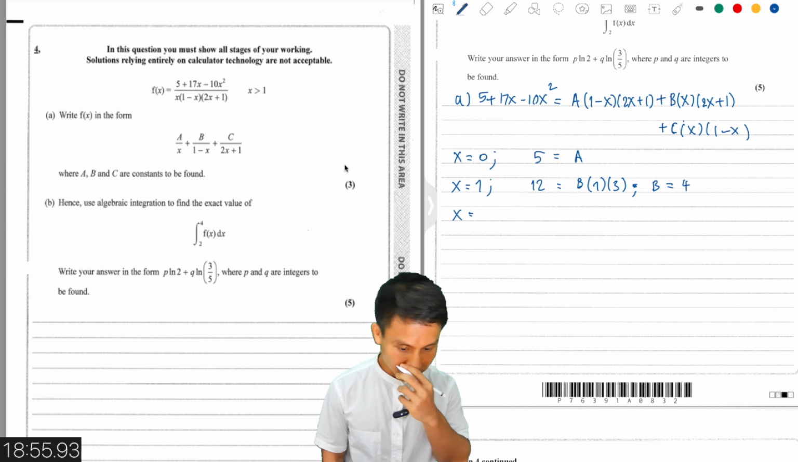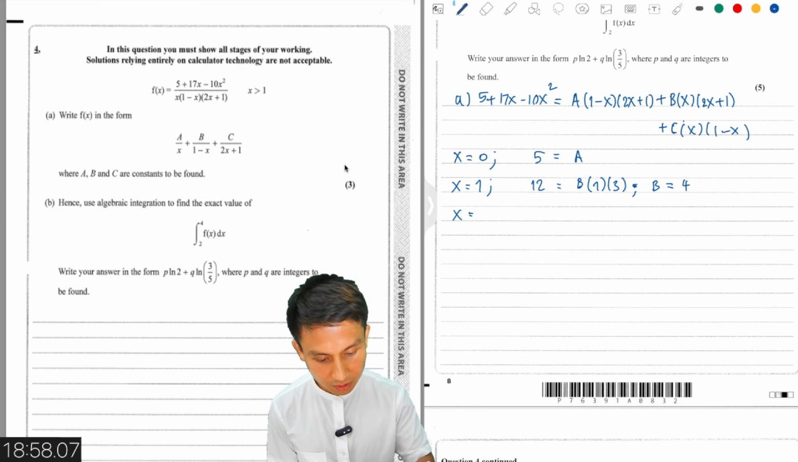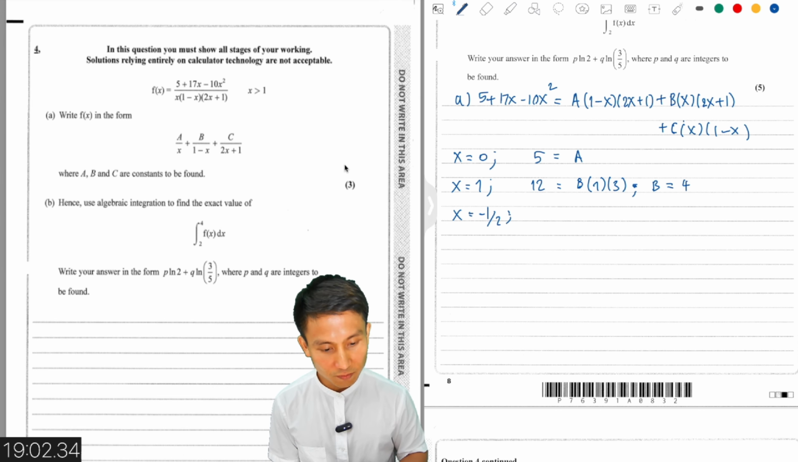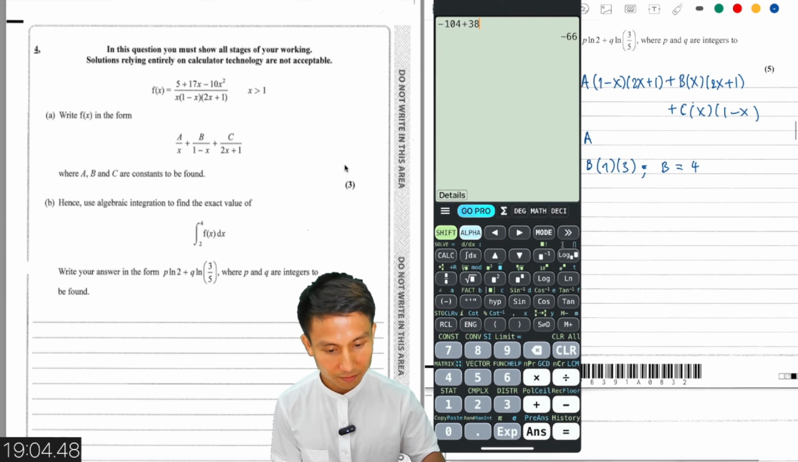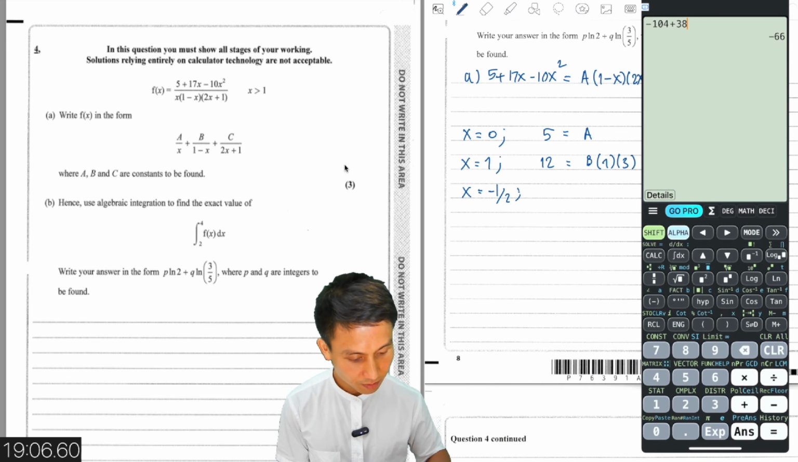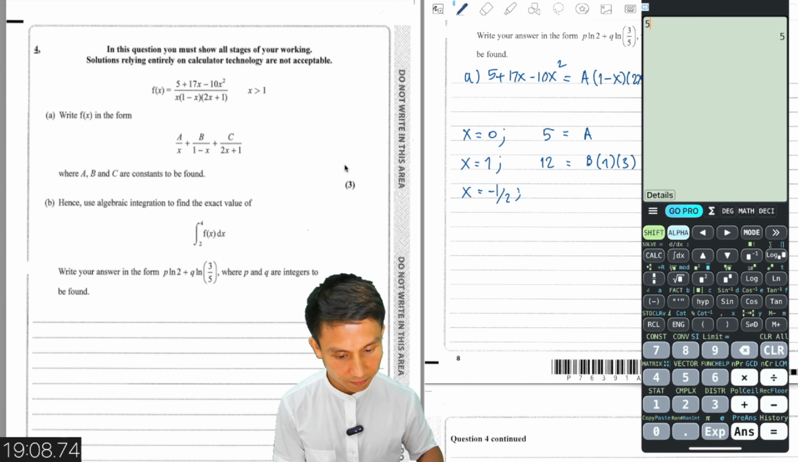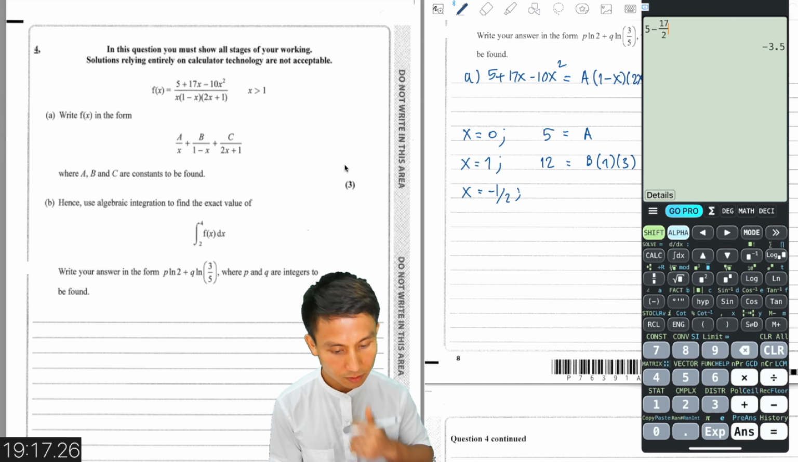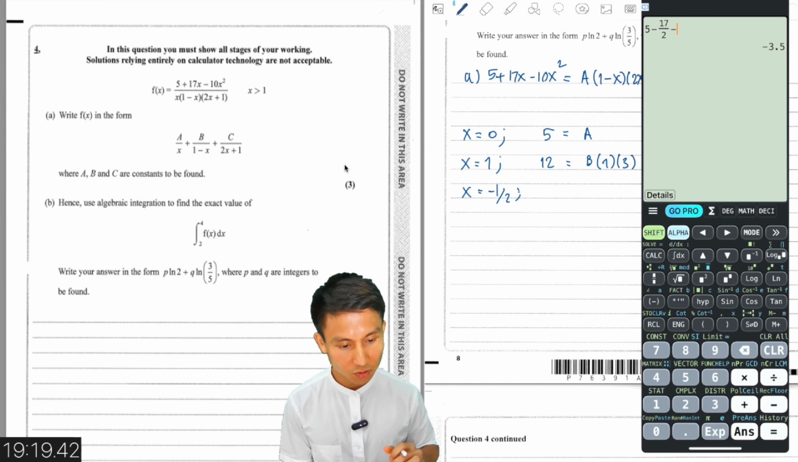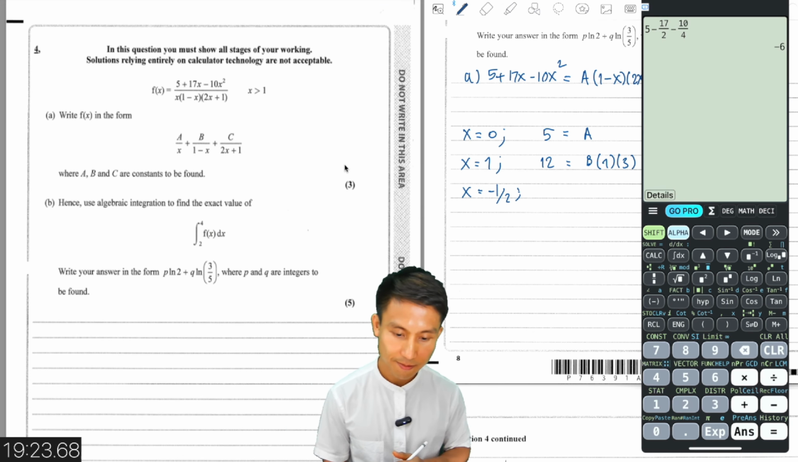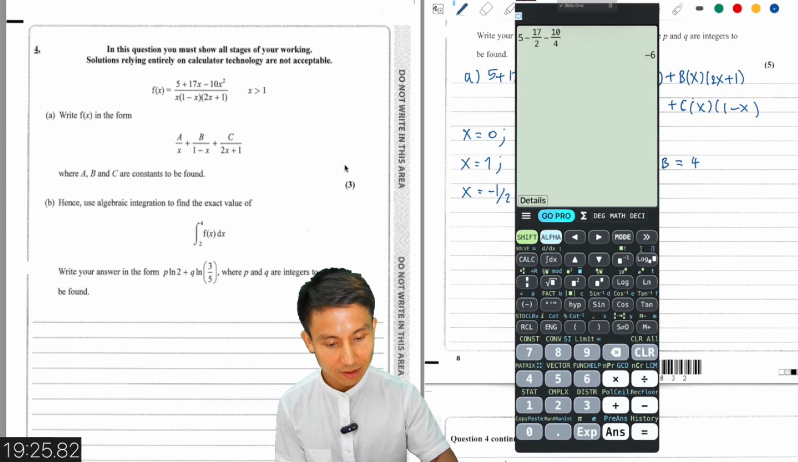And then the last substitution here is minus 1 over 2. So minus 1 over 2, okay, let me just use a calculator here. 5 plus 7 over 2, that's minus actually. I almost got it wrong. And then minus, so 1 over 2 squared is 1 over 4, so 10 over 4. And then I got minus 6. All right, good.